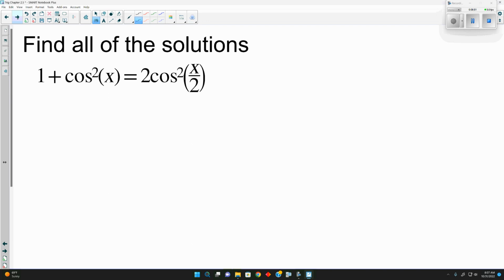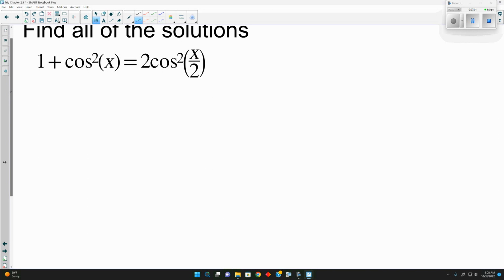The next two parts are going to be solving, so we want to find all the solutions of this here. So we have 1 plus cosine squared is equal to 2 cosine squared of x over 2. Well, one of the things that we definitely need to do is get rid of this x over 2. Because we need all the sine, cosine, tangent in terms of x or all in x over 2. We need them to have the same thing inside the parentheses.